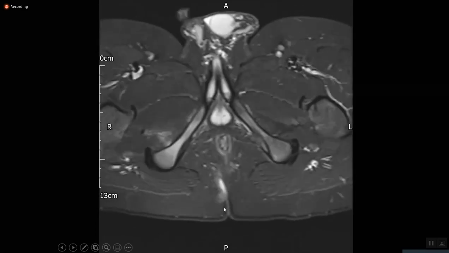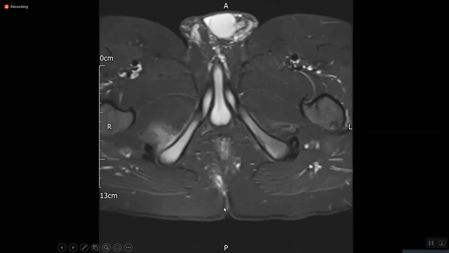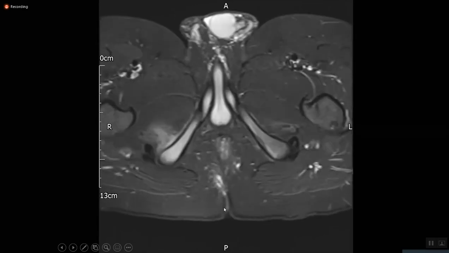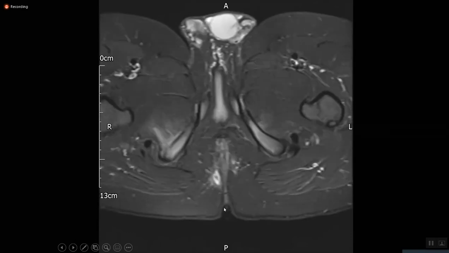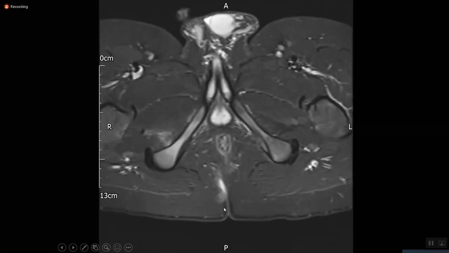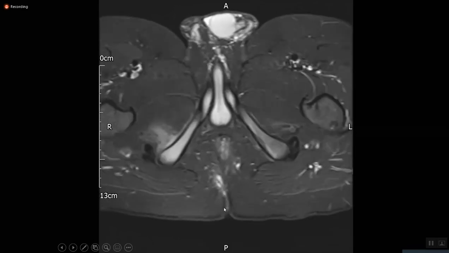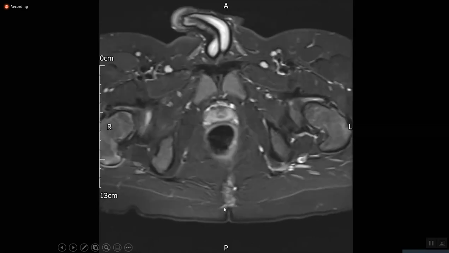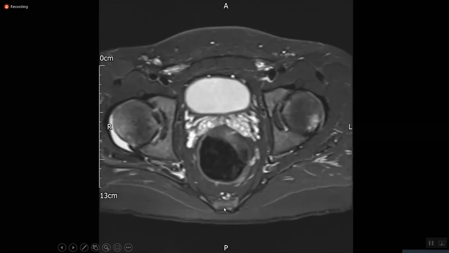Anything else in the bones? Yeah, so having a look at the inferior pubic rami, I can see high signal anteriorly involving the pectineus muscles, more so on the right than the left, which would be in keeping with enthesopathy. And there's also abnormal high signal involving the right inferior pubic rami. So roll through rest of the pelvis, go up. An element of osteitis.